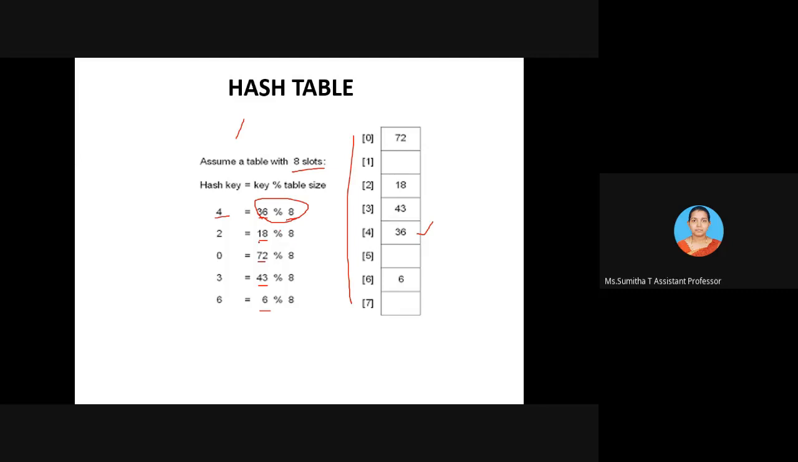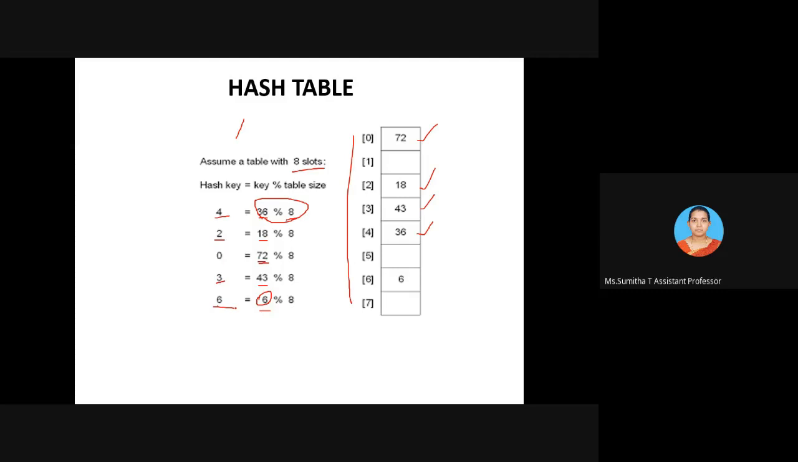18 mod 8. What is the answer? That is 2. 2 eights are 16, so the remainder is 2. So I can insert 18 into position 2. For the third one, 72, the remainder is 0, so I can insert it at the 0th position. The fourth element is 43, the remainder is 3, so I can insert it here. For the element 6, 6 mod 8 is 6 only, not 0, not 1.